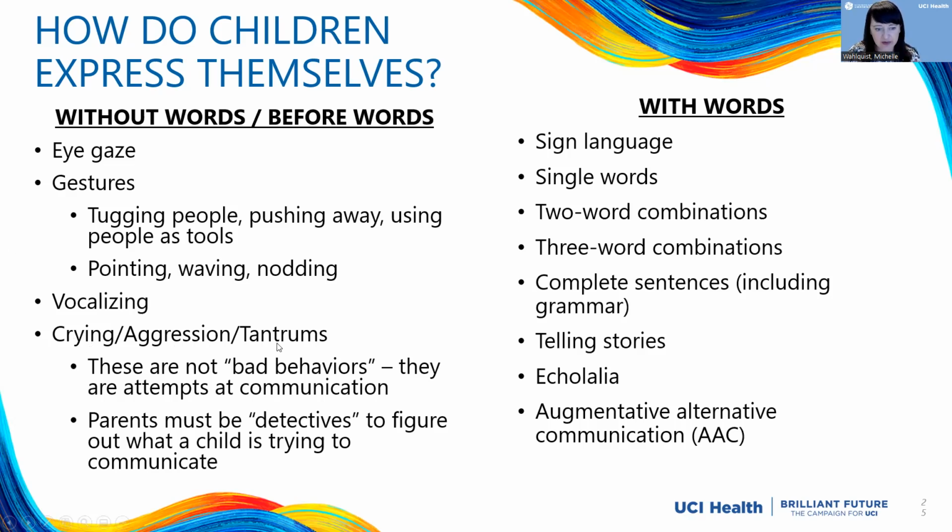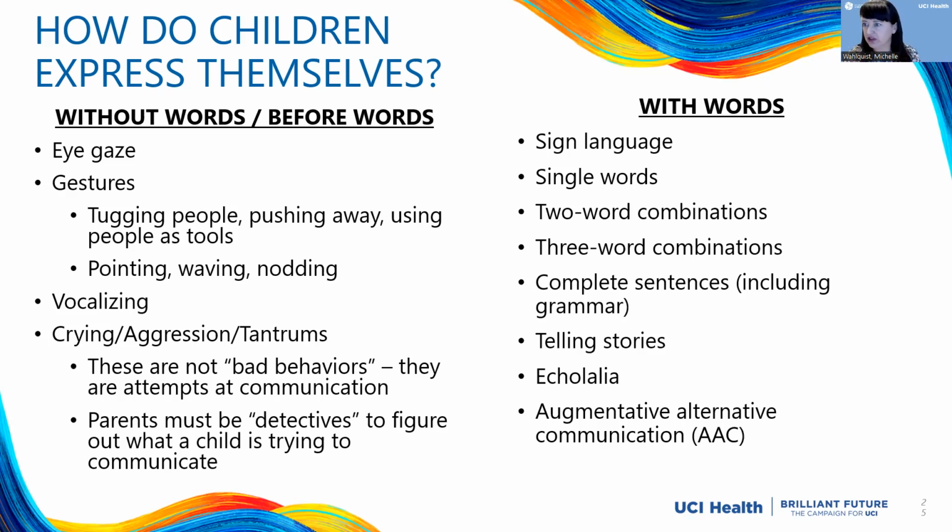Crying, aggression, tantrums, all of those are forms of communication. That is not a child trying to be bad. That is a child trying to communicate something when they can't figure out a more effective way of doing it. When children start learning words, then this is sort of the progression of how it develops. Sometimes children initially learn sign language to communicate. And I always encourage families, if their child is not communicating yet, to use sign language. It's a great way to facilitate or increase the likelihood that your child will develop and use actual words.